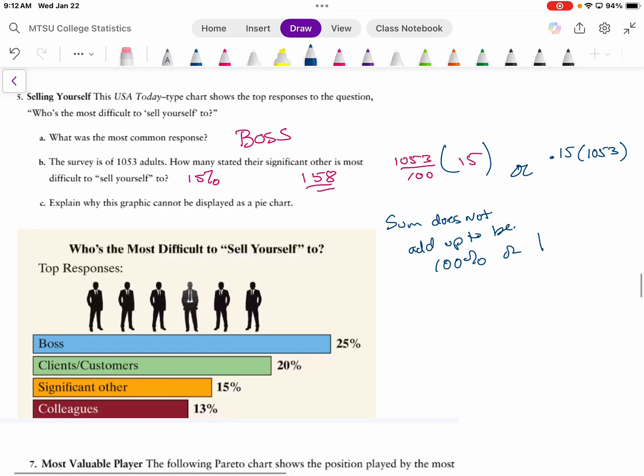They didn't give us an other category. Now, if they gave us another category that said other, and that was the amount that actually got us to 100, then we could go about doing a pie chart with it.